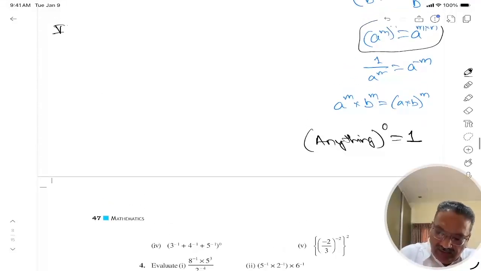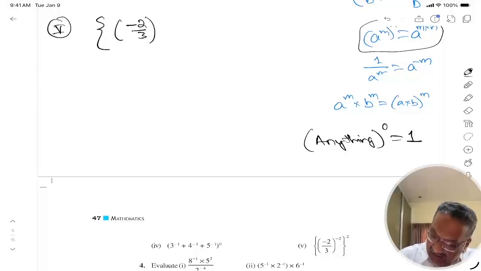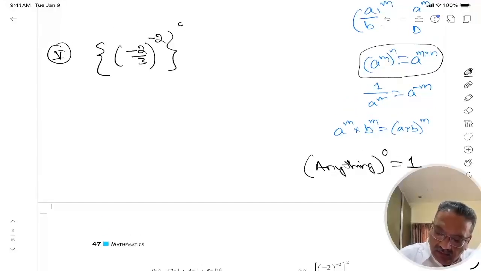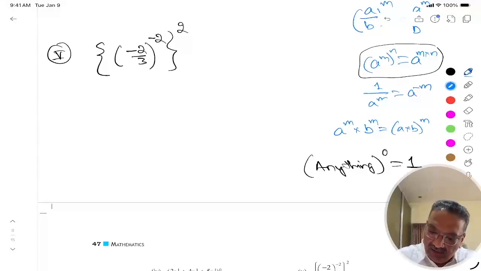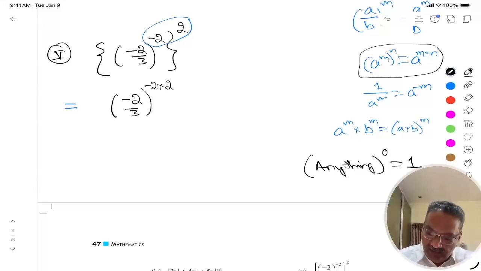Let us come to the fifth part. We have multiple brackets here. First bracket: -2/3 to the power of -2, to the power of 2. Okay, first we will solve these two. Let us do these two. So this is equal to -2/3 to the power of -2 into 2. This is equal to -2/3 to the power of -4.